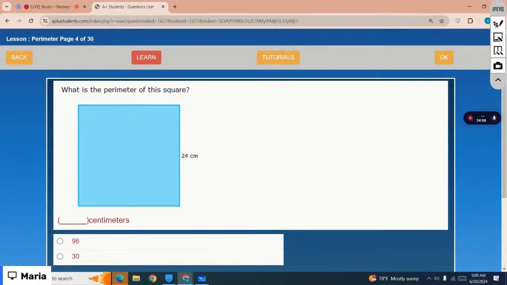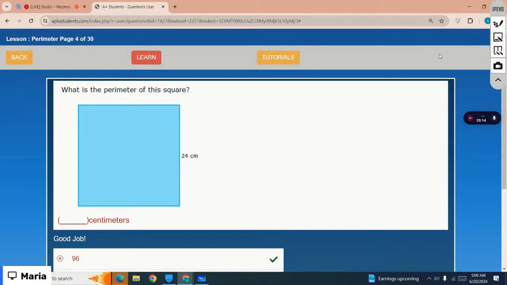Square has all four sides equal in length, right? One of them is 24, so you have to do 4 times 24, right? Or either you can add all the four side lengths, because square has all four sides equal in measurement. So the correct option is 96 centimeters. Option number 1 is the correct option.